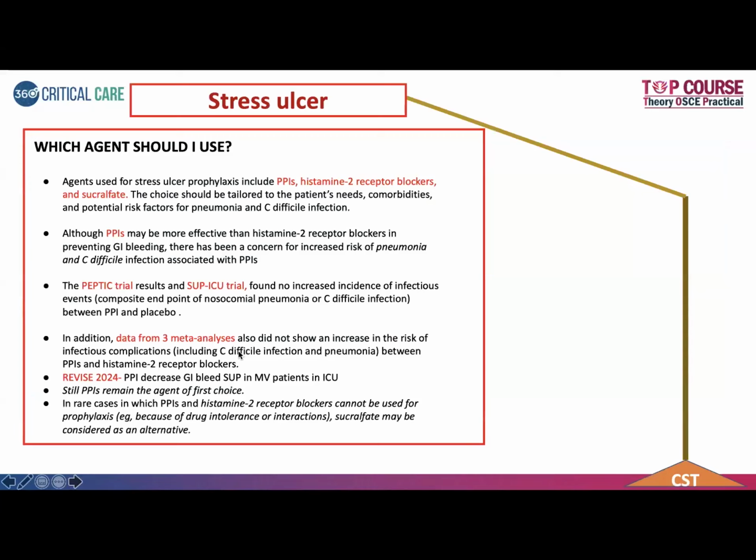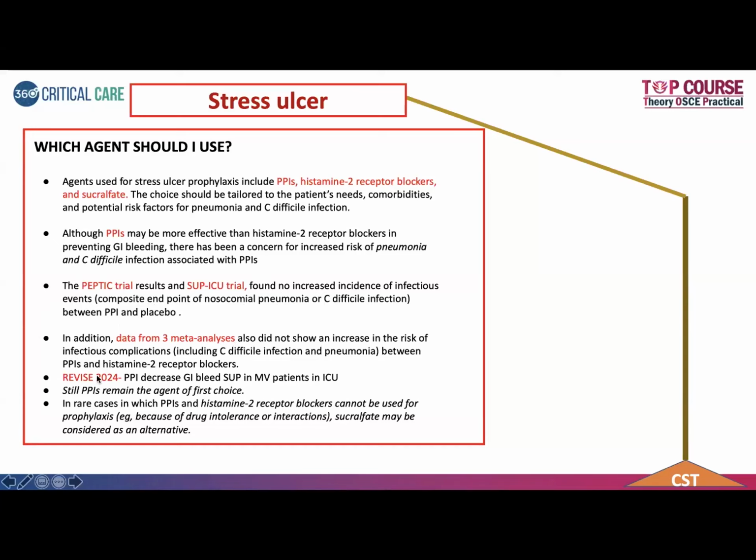So what does the evidence say? There are two studies, the SUP-ICU study and the PEPTIC trial. Both studies have shown that proton pump inhibitors are effective in controlling GI bleed in these patients, with no increase in the incidence of infectious complications. The composite endpoint of nosocomial pneumonia or C. diff infection between PPI and placebo is almost the same. A meta-analysis comparing proton pump inhibitors and H2 receptor blockers also did not show any rise in infectious complications.